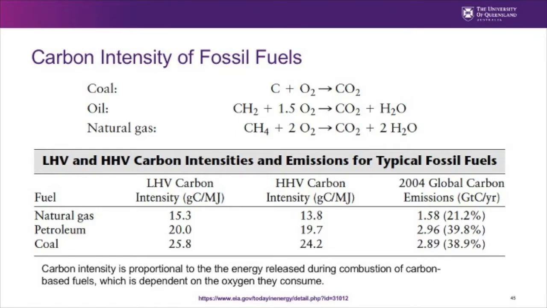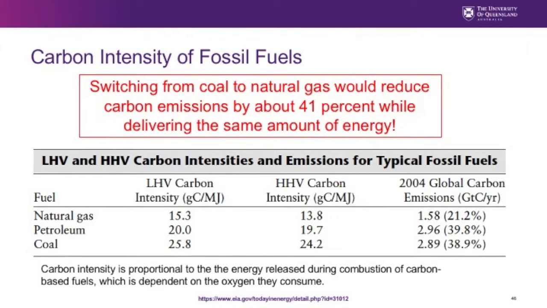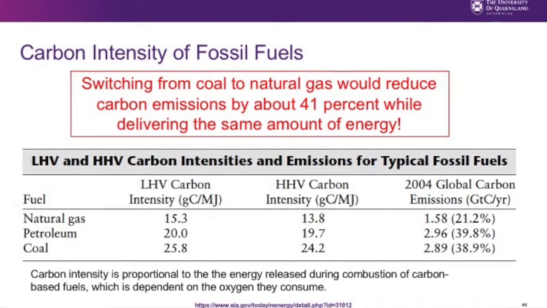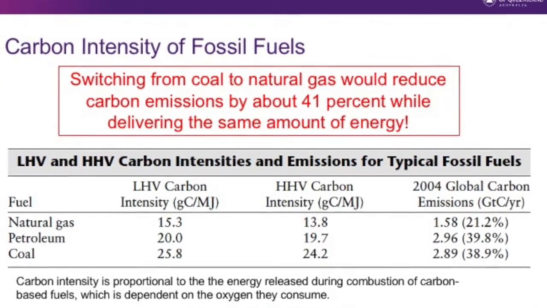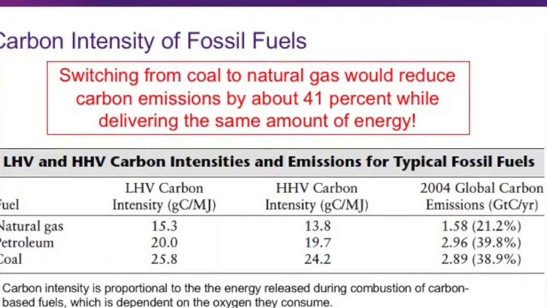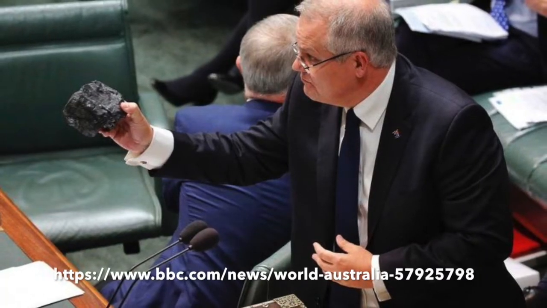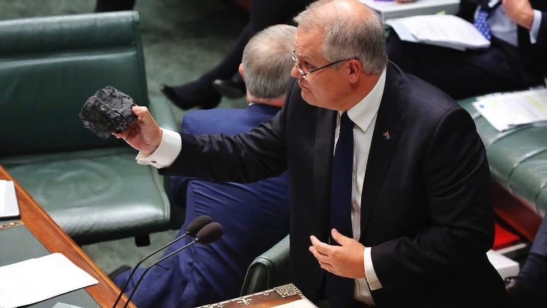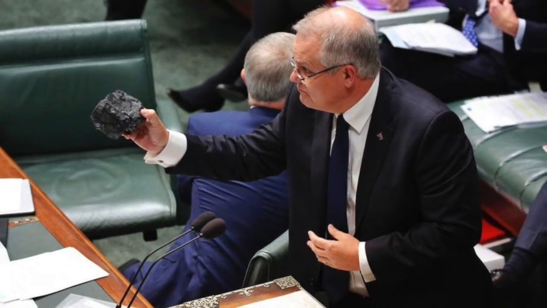So what can we get from these values? Something is very evident. When we use natural gas, the carbon intensity is only 15.3 grams of carbon per megajoule, as compared to the 25.8 grams of carbon per megajoule of coal. So this means that switching from coal to natural gas will reduce carbon emissions by about 41% while delivering the same amount of energy. So there is no question about what we can do in order to reduce carbon emissions.